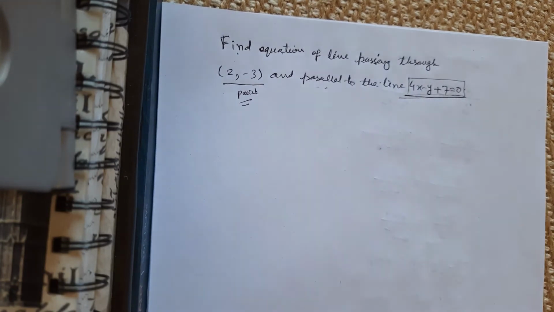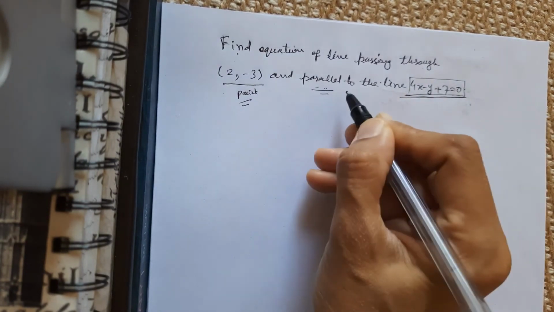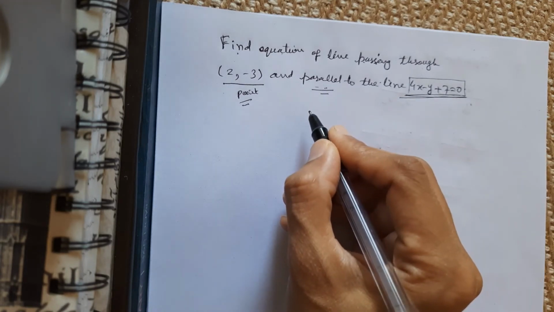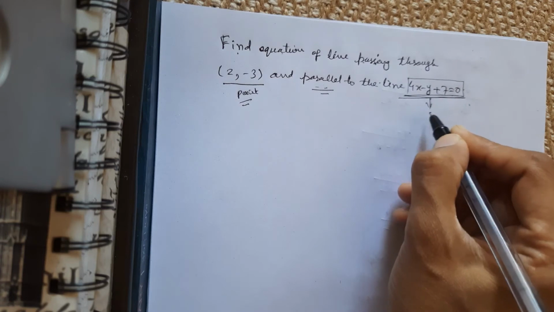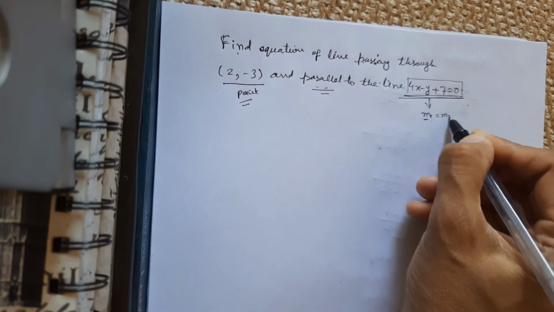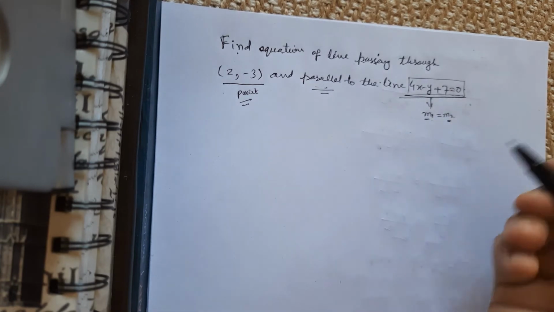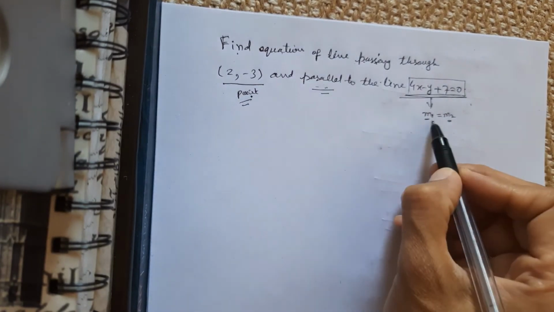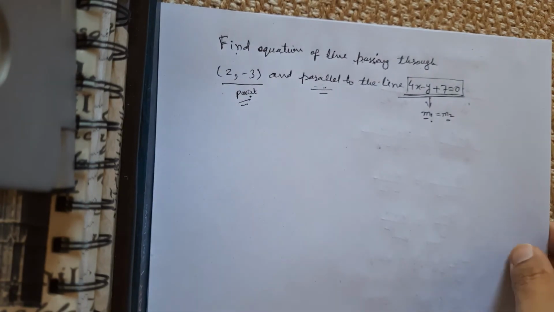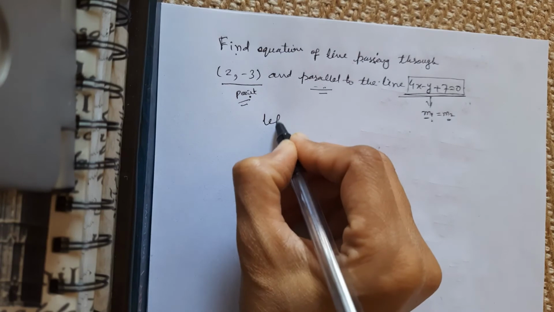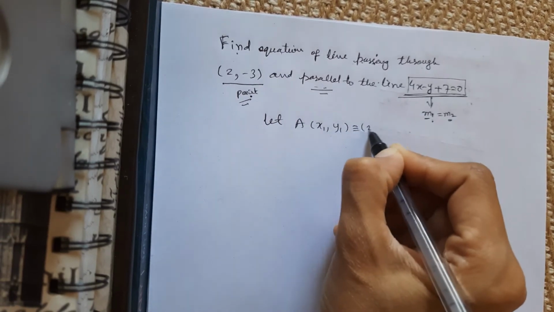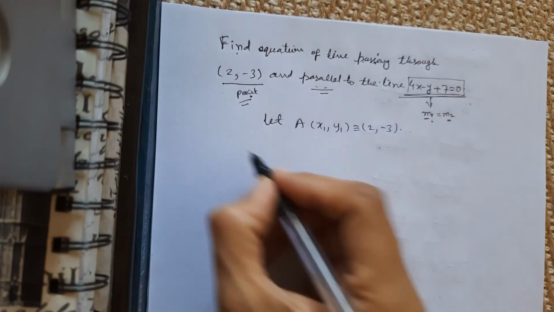Okay. So from the parallel line concept, we know that if two lines are parallel, then their slopes are equal. So if we find the slope of this line, suppose this is m1, then this slope will be equal to the slope of the given line m2. Okay, so indirectly the point and the slope are given, so we are going to use slope point form.